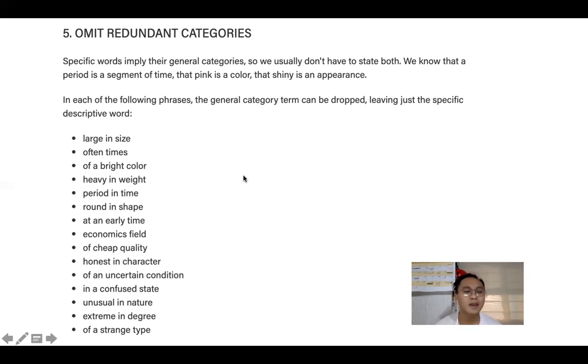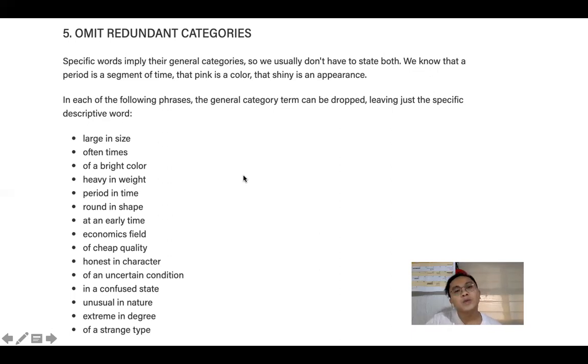Economics field. Economics is already a field. Of cheap quality. So cheap is a kind of quality. You should just say cheap. Honest in character. So honesty is a character. So honest. Of an uncertain condition. Uncertain. Just say uncertain. In a confused state. Just say confused. You don't need to put state. Unusual in nature. So just say unusual. Extreme in degree. Extreme. Of a strange type. Strange.